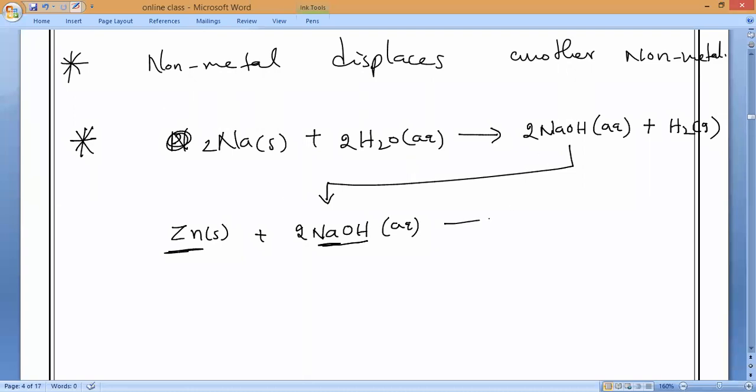So we are going to get the products here. Hydrogen gas will come plus sodium zincate will come. What will come, guys? Sodium zincate. So zincate is the polyatomic ion here. So this is called sodium zincate. Very, very important reaction. Kindly remember this reaction. What do we call it, guys? Zincate.